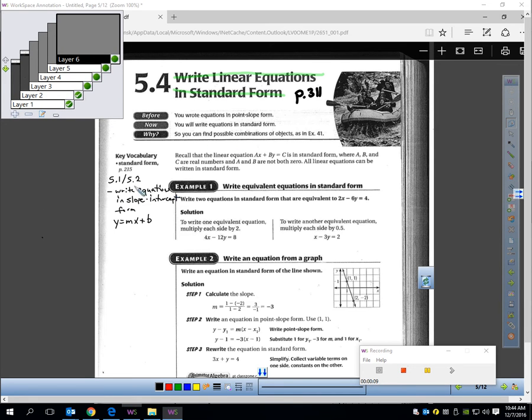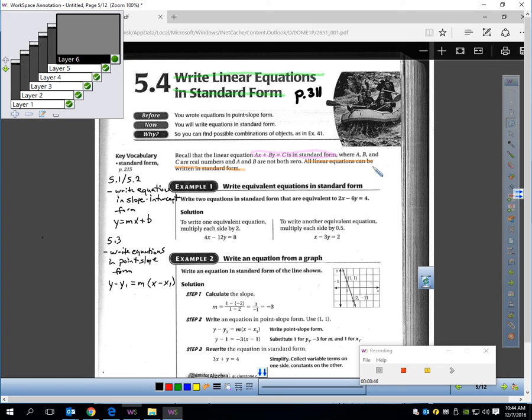You've learned in lessons 5.1 and 5.2 how to write an equation in slope-intercept form. We spent the first two lessons on y equals mx plus b. The last few days we've learned how to write equations in point-slope form, which you see here. Today we're going to learn how to write an equation in standard form. Remember, standard form looks like this: ax plus by equals c.